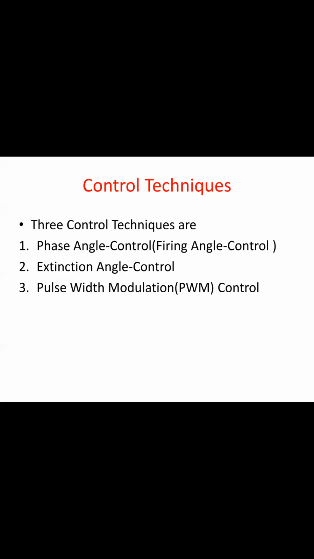Next, we will move on to the control techniques. We have three control techniques here: phase angle control, also called firing angle control, extinction angle control, and pulse width modulation control. First we will see a figure in which an AC supply is given, an inductor Ls is connected, and we have a switch S and a resistor. This is a half-wave controlled converter using a unidirectional switch. This figure shows the technique of controlled conversion from AC to DC for a half-wave rectifier circuit.